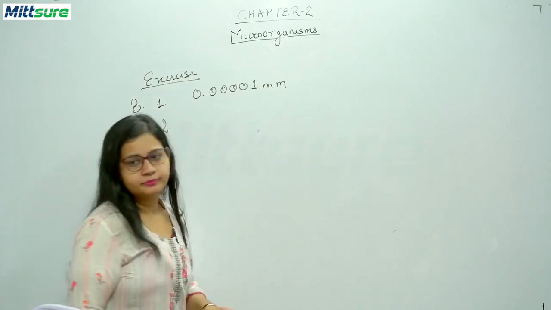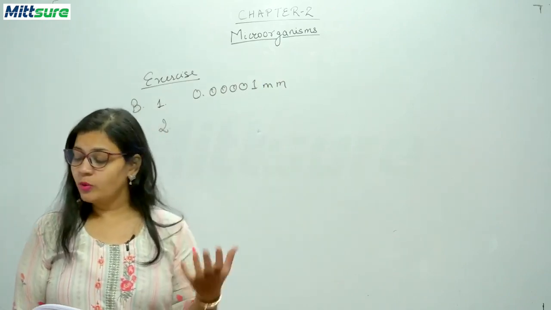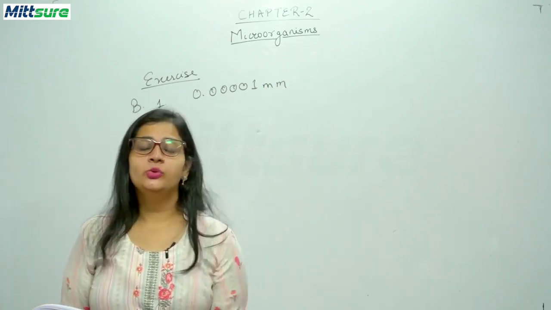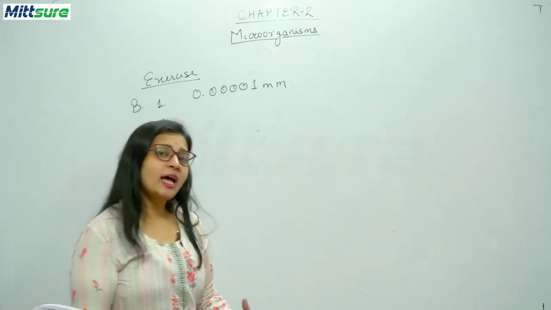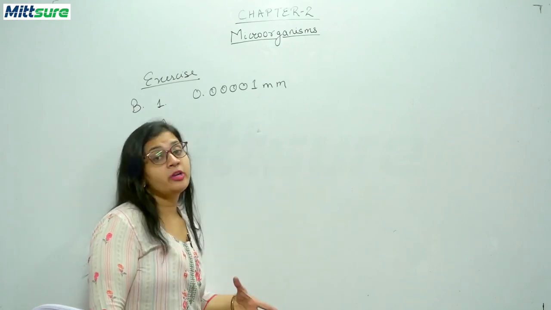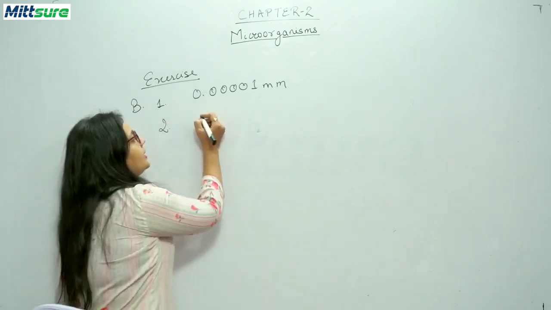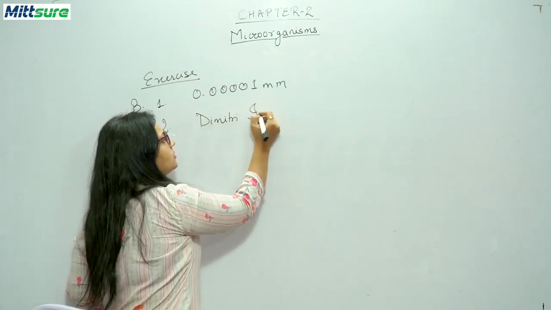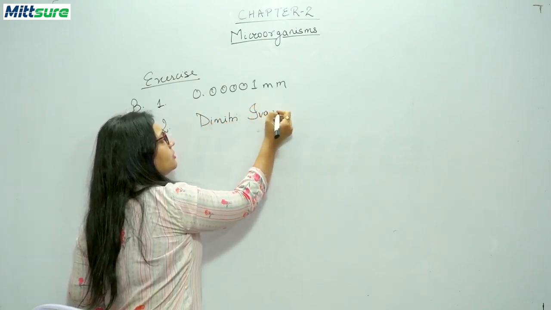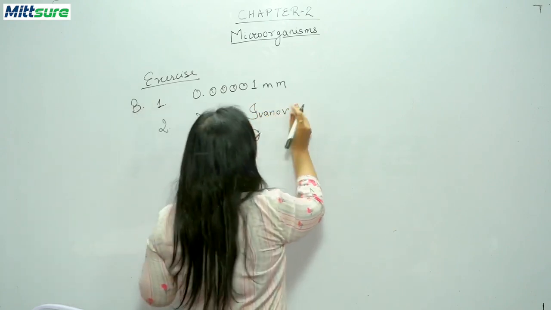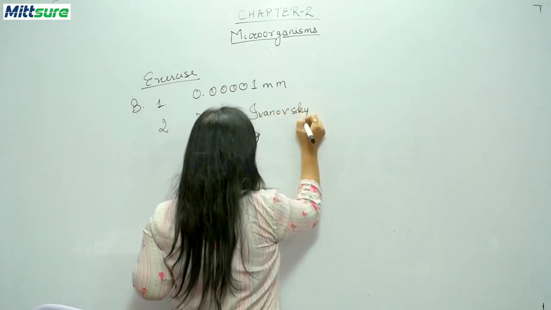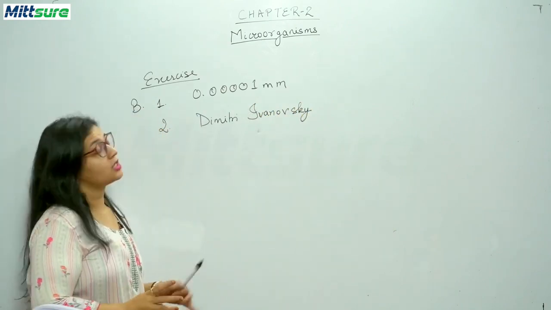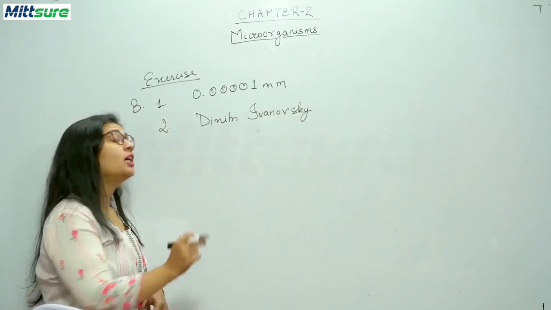Second, dash was the first to discover virus in 1892. You know, the scientist was a Russian scientist and the name of the scientist is Dmitry Ivanovsky. Okay, so Ivanovsky was the scientist who first discovered virus in 1892.